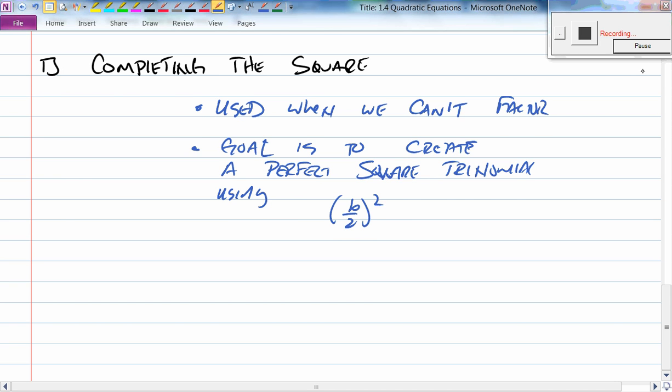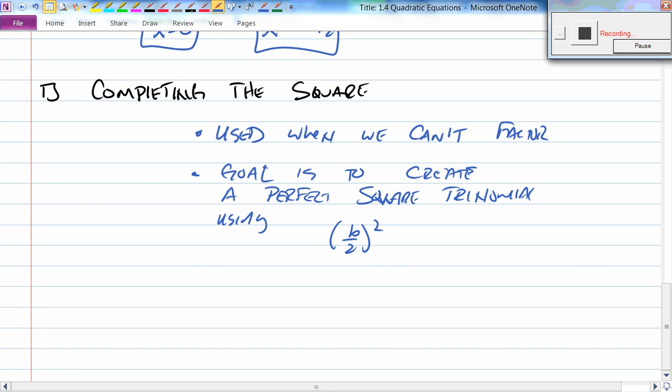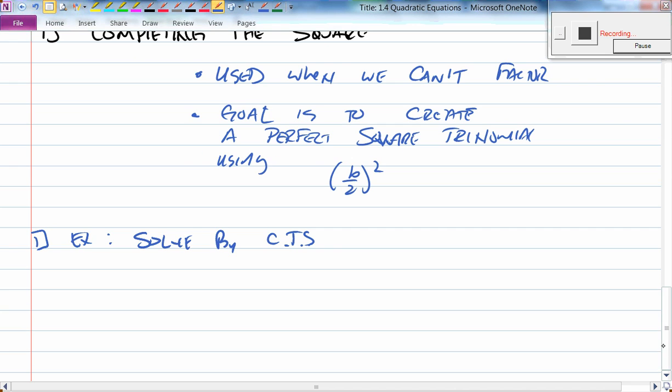So let's come back down over here. So let's give an example here. All right, we're going to do an example, and we're going to solve by CTS. Complete the square. So if I give you x squared plus 6x plus 1 equals 0.